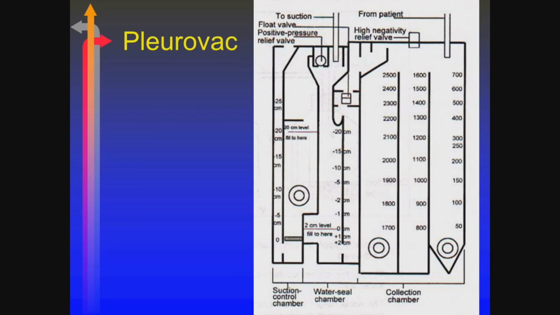More commonly, what we end up seeing is something called the Pleurovac. There's multiple names for it, obviously, but it has a combination of the suction control chamber on the left-hand side, the water seal in the center, and the collection chamber on the right-hand side. So it's kind of reversed from the pictures I had previously placed, but it still functions exactly the same way.